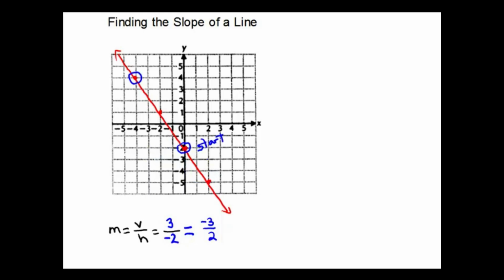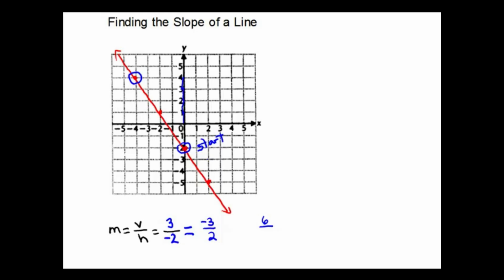Let's try it with these points that are farther apart. So we'll start here and move to this other point. First we'll do vertical change. To get from here to this point we'll have to go up or rise 1, 2, 3, 4, 5, 6 spaces. That would be vertical change. It will be positive 6.